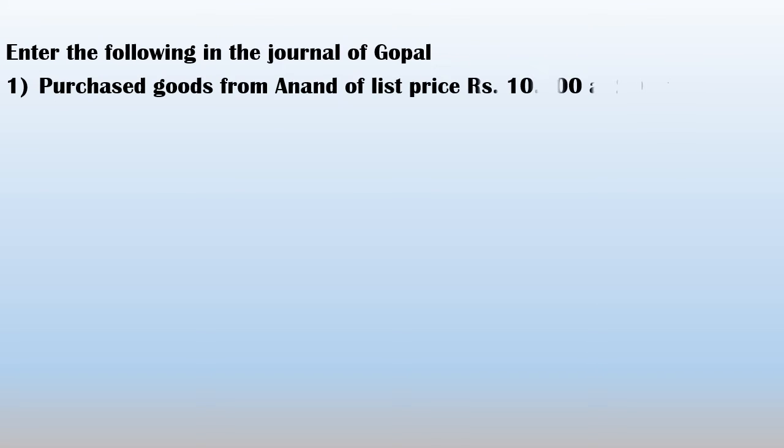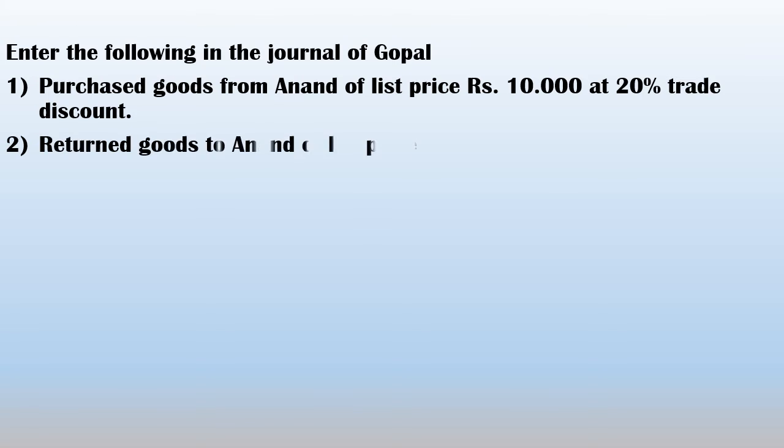Purchase goods from Anand of list price 10,000 at 20% trade discount. Returned goods to Anand of list price rupees 1,000. So here we are doing it from both sides. Anand was the trader, and we made the journal in his books. Gopal is a purchaser or a buyer, so we are making the journal in the books of Gopal.